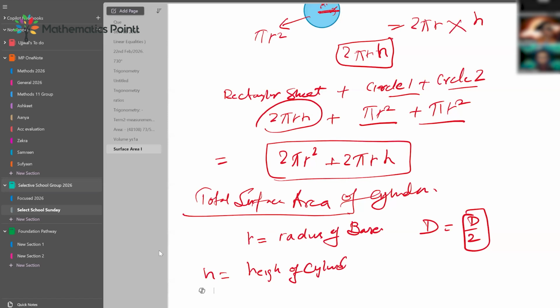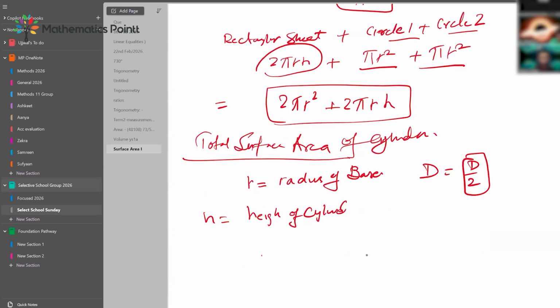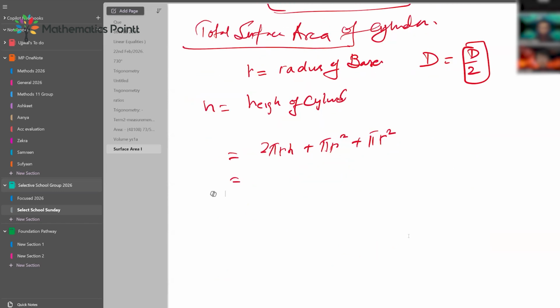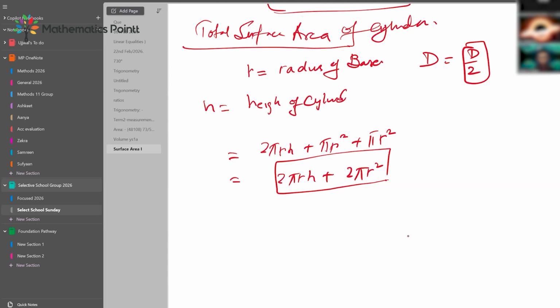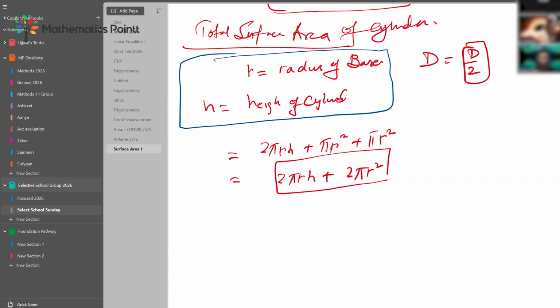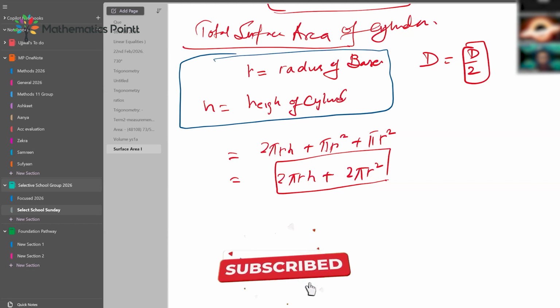And then you can apply this formula. Either you can write it as 2 pi r h plus pi r square plus pi r square, or if you want to join them together, you can write it as 2 pi r h plus 2 pi r square. Easy peasy. So again, I reiterate, you just need the radius of the base and the height.